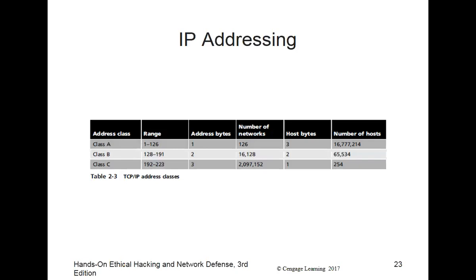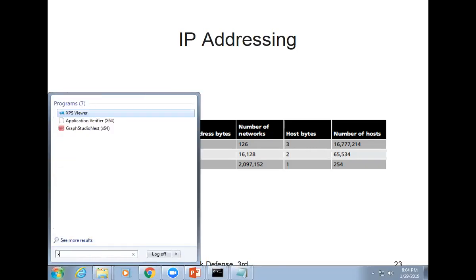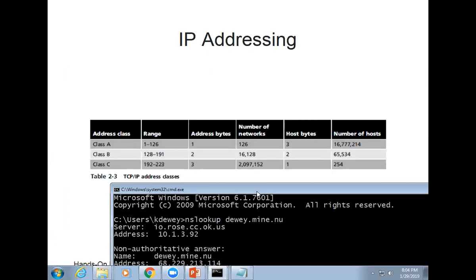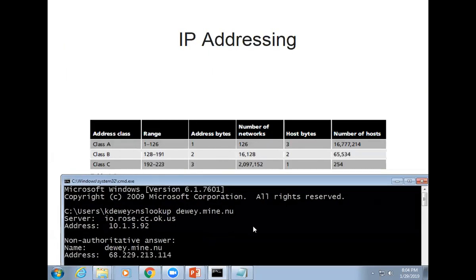1 to 126. So if you look at an IP address, if I look at nslookup dewey.mine.new, my address is 68.229. So where does my address fall in that list? It's a Class A. I got a big network. No, I don't. But my provider is Cox. Yeah. So Cox is a big network. Usually when I check mine at home, it's somewhere between 66 and 69.